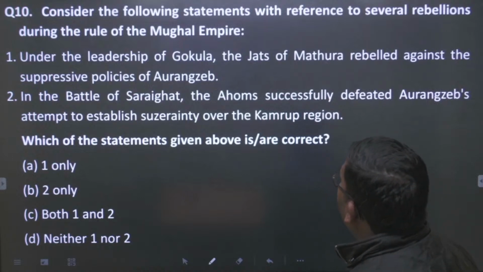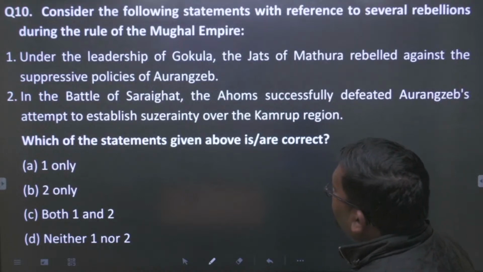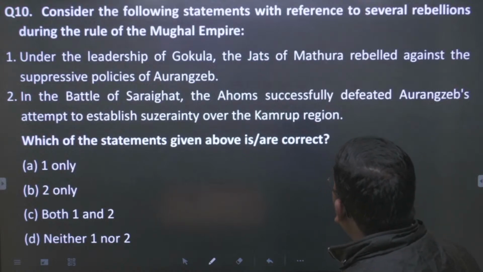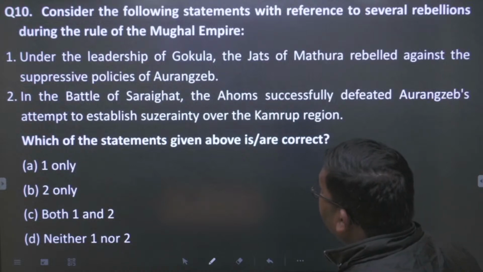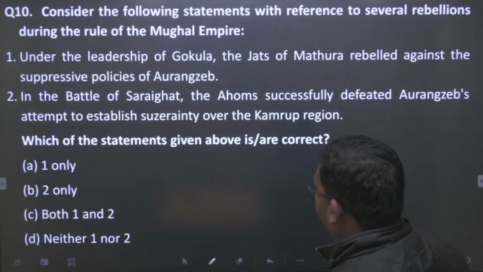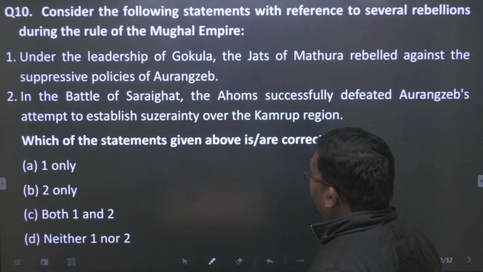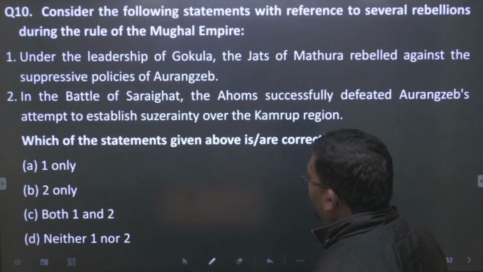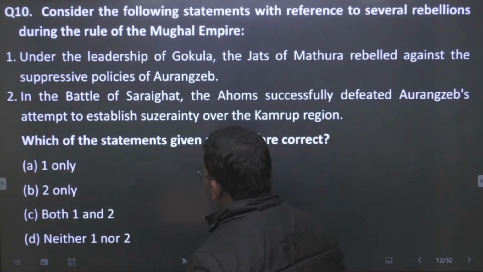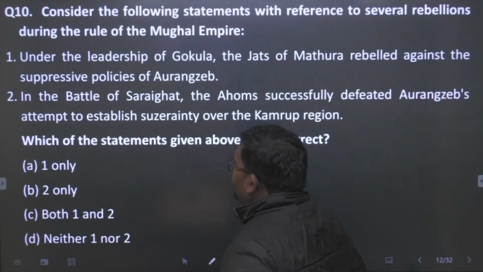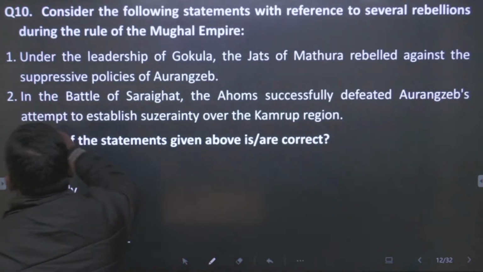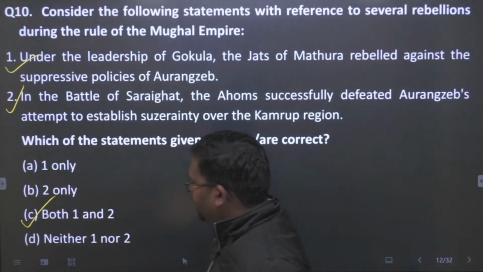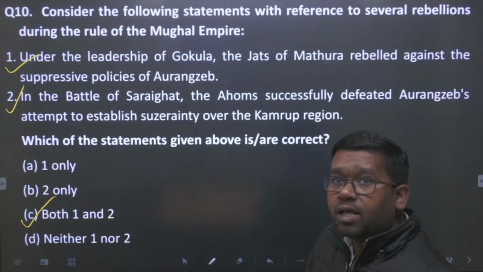Consider the following statements with reference to several rebellions during the rule of the Mughal Empire. Under the leadership of Gokul, the Jats of Mathura rebelled against the suppressive policies of Aurangzeb. In the Battle of Saraighat, the Ahoms successfully defeated Aurangzeb's attempt to establish sovereignty over the Kamrupa region. In this question, both statements are true. So technically, the answer of this question will be C, both 1 and 2.